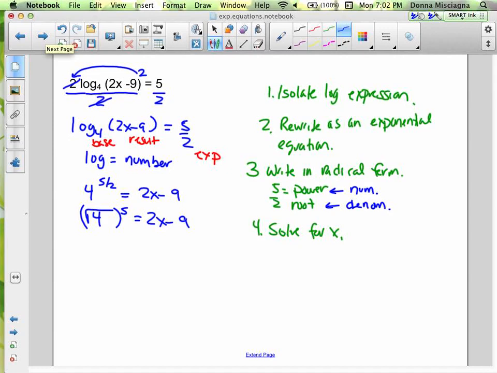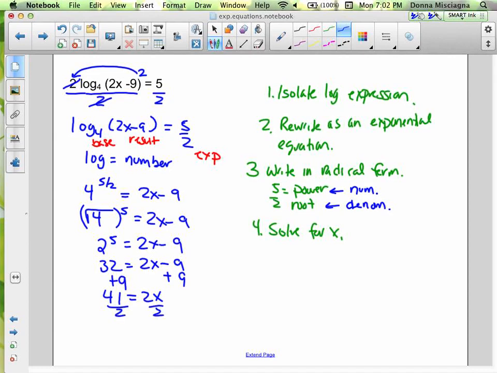Square root of 4 is 2. 2 to the 5th is 32. Add 9 to both sides because we're going to solve for x. 41 equals 2x. And then divide both sides by 2. x is 41/2, which is fine. If you want, you can make it 20.5. It's a terminating decimal, but 41/2 is just fine.